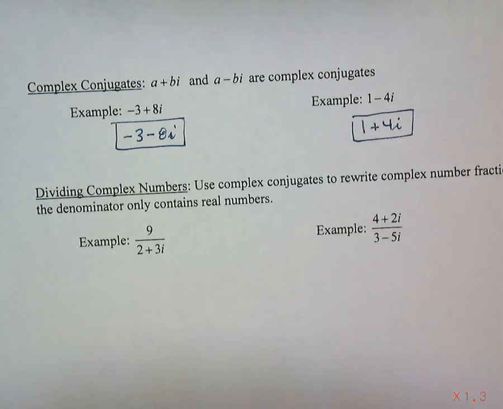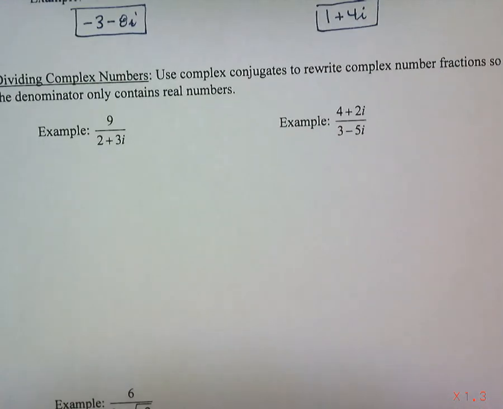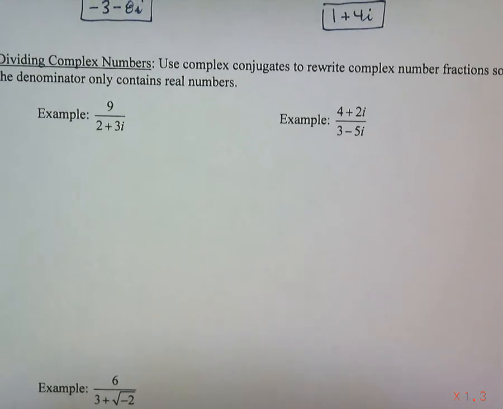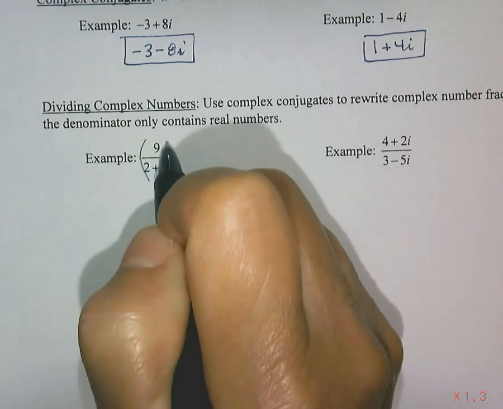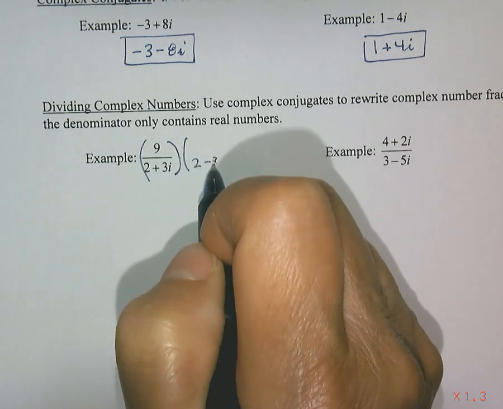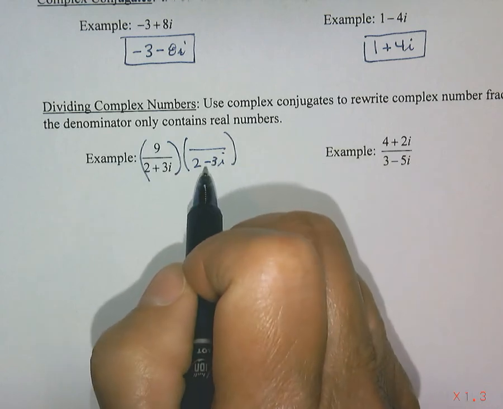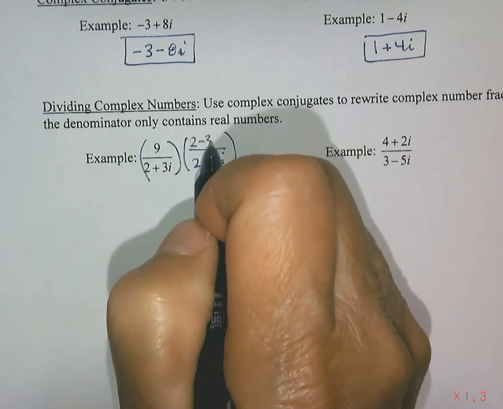So in these next problems, you'll see the purpose behind complex conjugates. I want to divide complex numbers. And when I divide complex numbers, I'm really just looking to rearrange this so that there aren't any imaginary parts in the denominator. So what I'm going to do is multiply by the complex conjugate. So I have 2 plus 3i. My complex conjugate is going to be 2 minus 3i. Whatever I multiply by at the denominator, I have to multiply at the numerator.